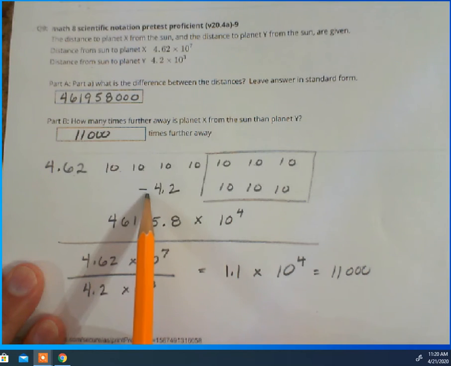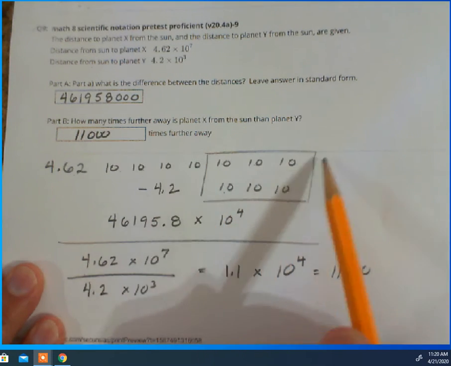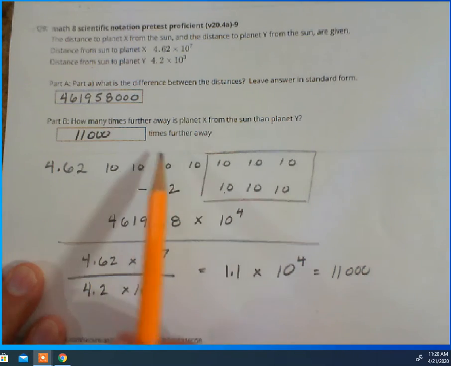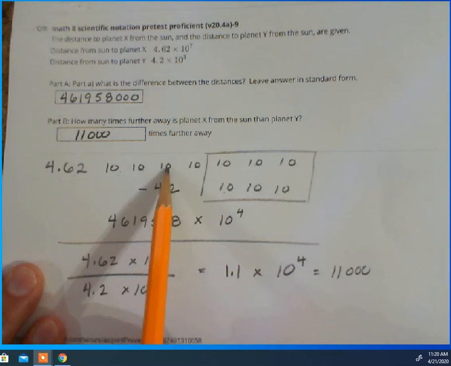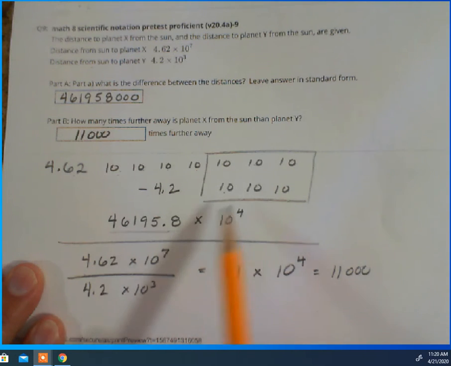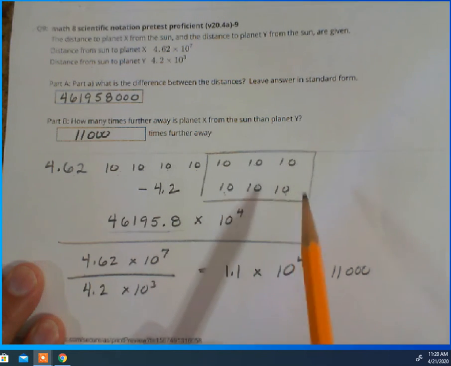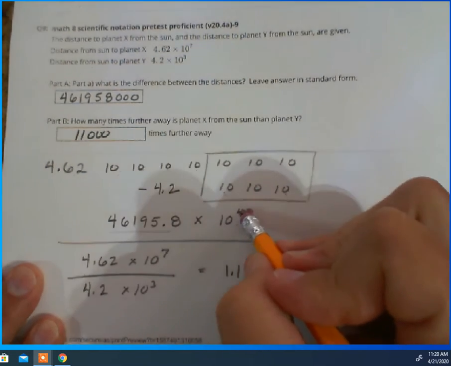And I did 4.2 times 10 to the third, 10, 10, 10. I'm going to ignore these guys for a moment. I'm going to subtract these. So 4.6 times 10 times 10 times 10 times 10 minus 4.2, which gives me this number right here. Then I'm going to take that number and I'm going to multiply it by 10, 10, 10. I feel like I put 10 to the 4th there. Should have been 10 to the 3rd.